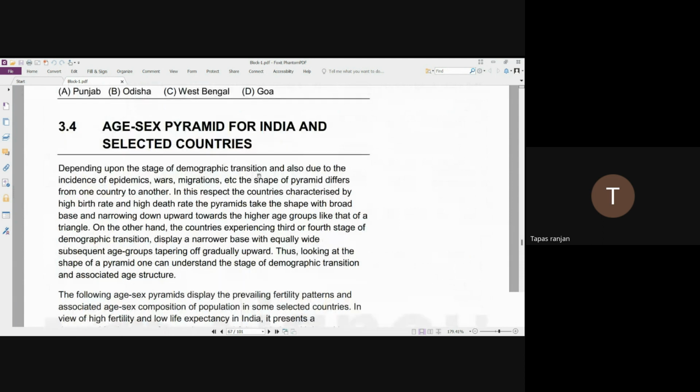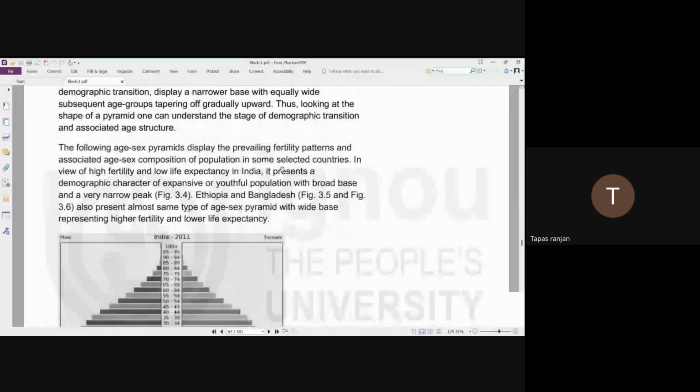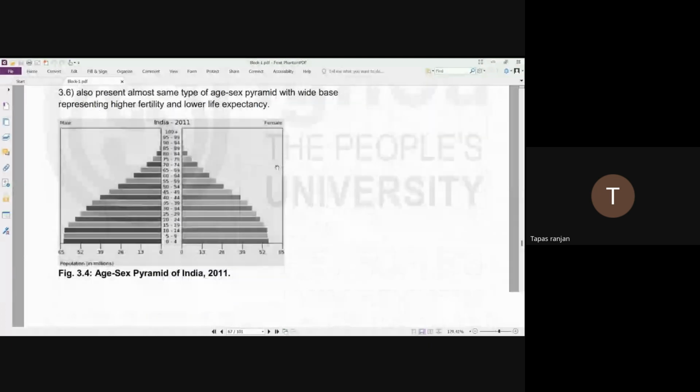Age-sex pyramid for India and selected countries. Okay, so this is the age-sex pyramid of India. So still the natural growth rate of India is quite high, and we can clearly see the youngest population is very high as compared to other nations, unlike those developed nations.